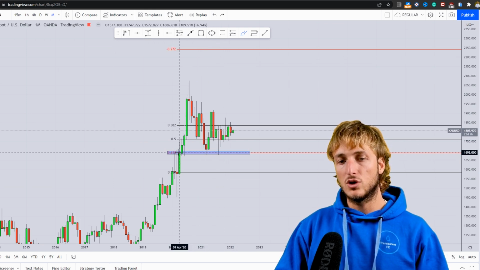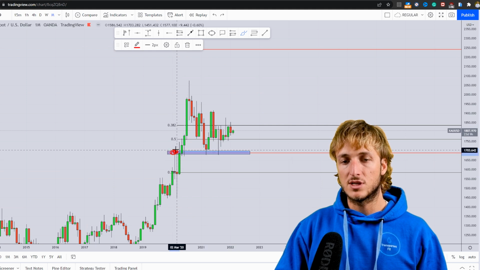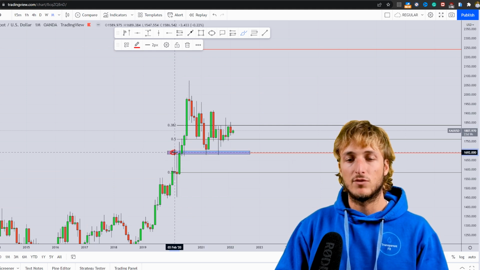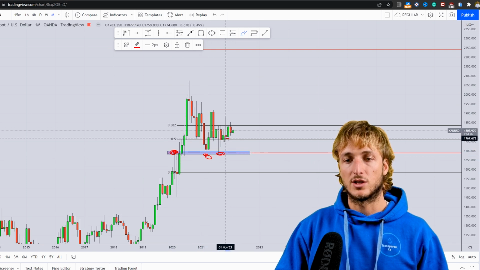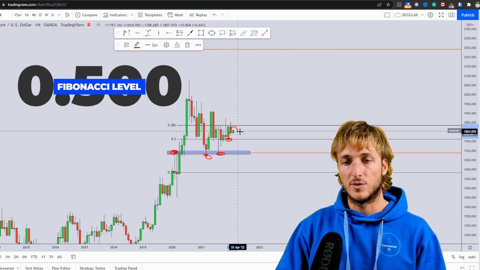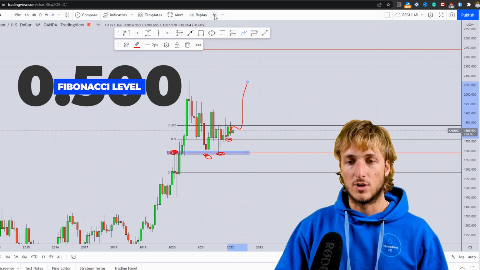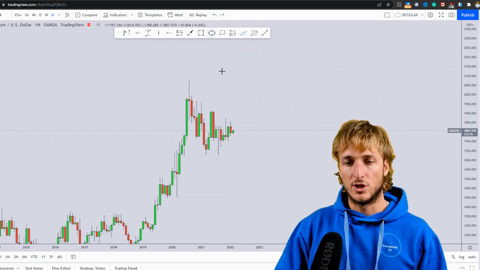upside. Now, if we look left, we can see how this 0.618 was also a perfect level of previous resistance turn support, which the market obviously rejected to the upside, and at the moment we are testing the 50% and rejecting it to the upside. So everything seems pretty bullish.